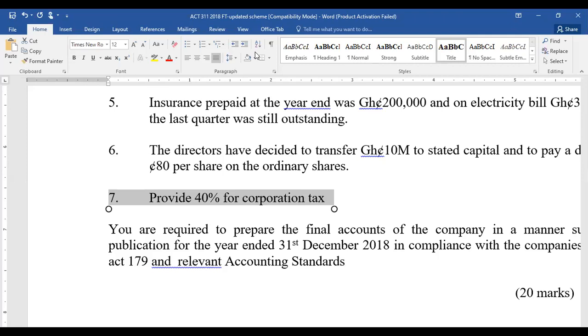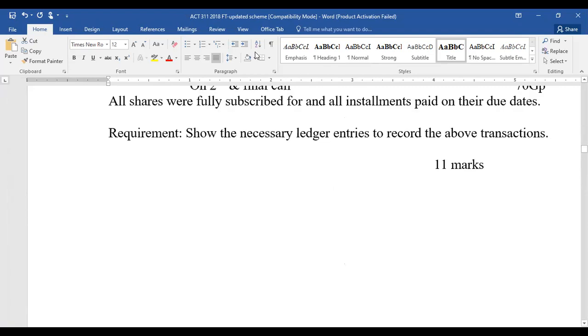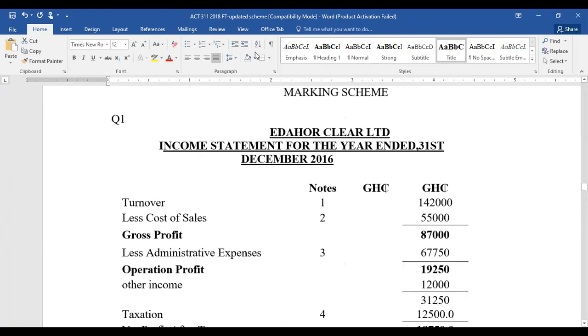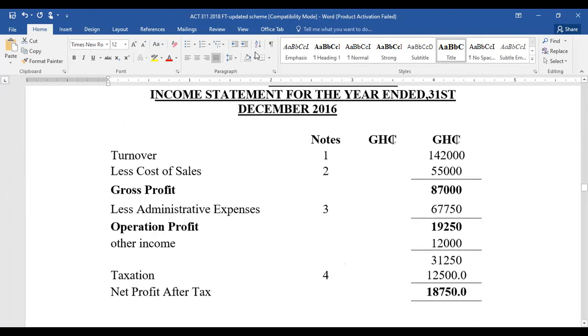So this is how your income statement is going to look like when you are done. So this is how I want you to do your presentation, or this is how your presentation is going to look like when you do the writing.